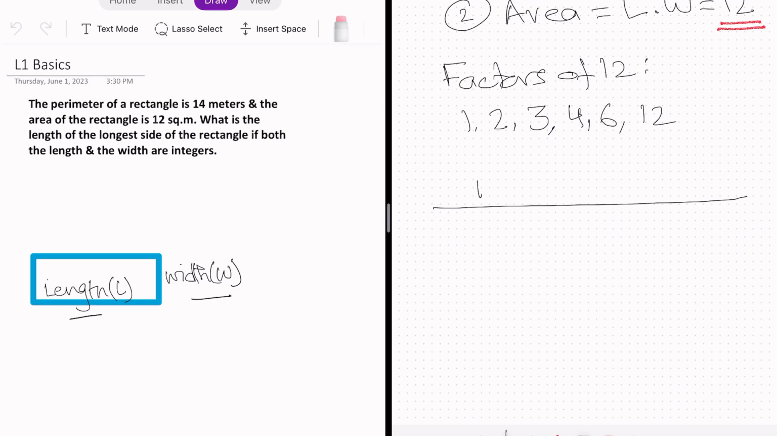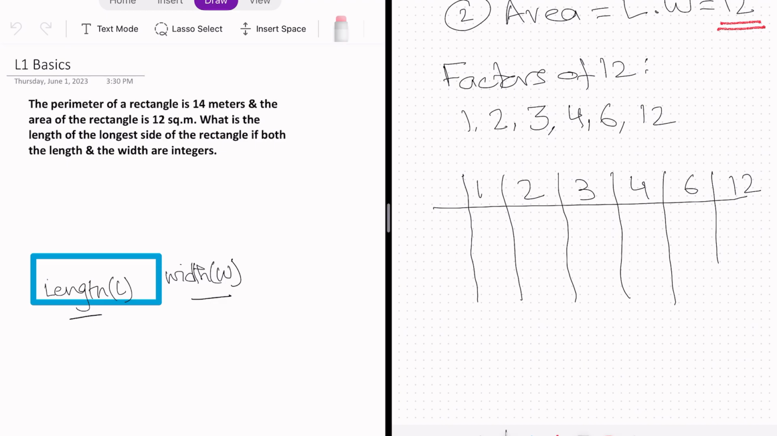With the lengths 1, 2, 3, 4, 6, and 12. Now, if these are the lengths, one of these would be the length that we are looking for. Let's find out what the width would be in any of these cases. Now, if we go with 1, each time we would divide 12, which is the area, by the length here, to find out what the width would be.